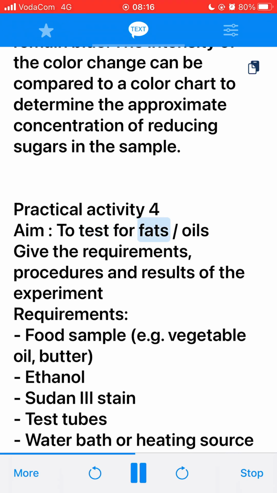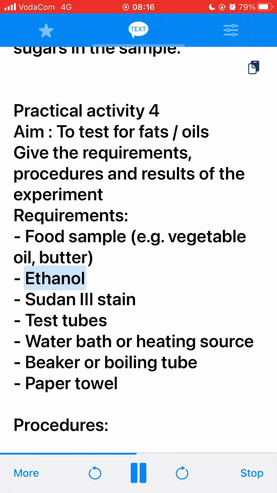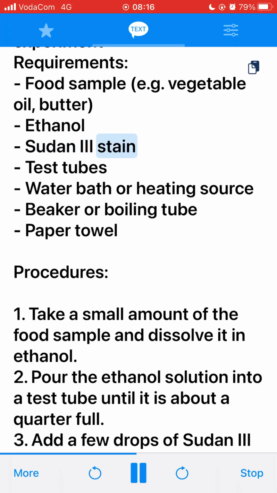Aim: to test for fats and oils. Give the requirements, procedures and results of the experiment. Requirements: food sample, e.g., vegetable oil, butter, ethanol, Sudan III stain, test tubes, water bath or heating source, beaker or boiling tube, paper towel. Procedures: 1.